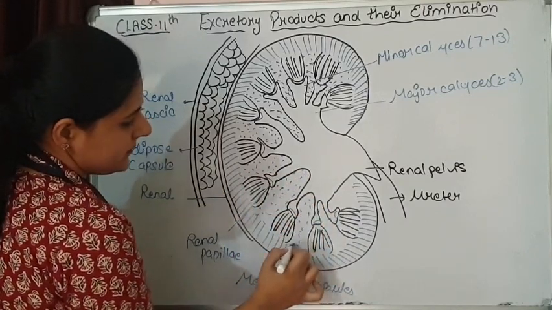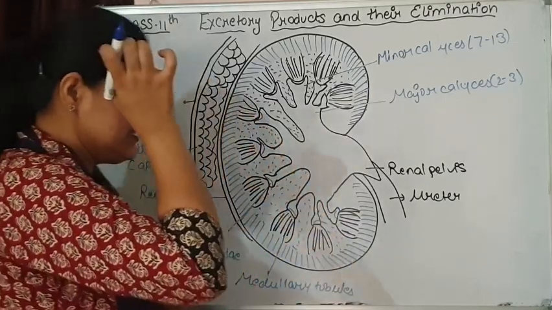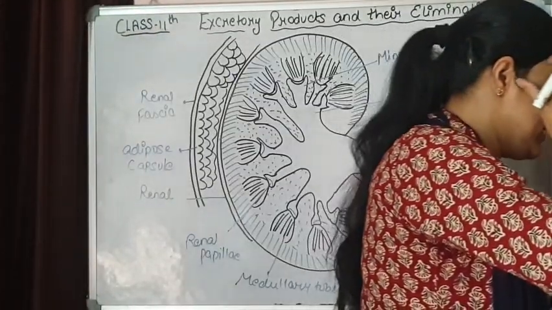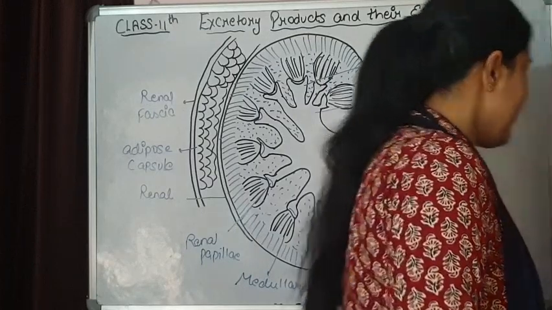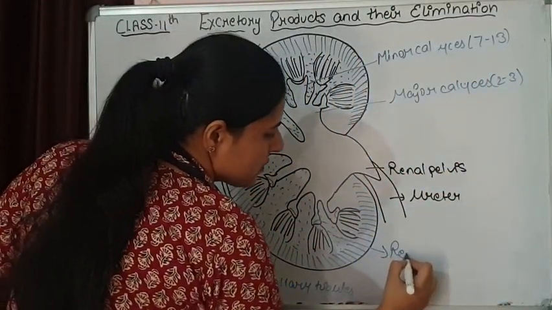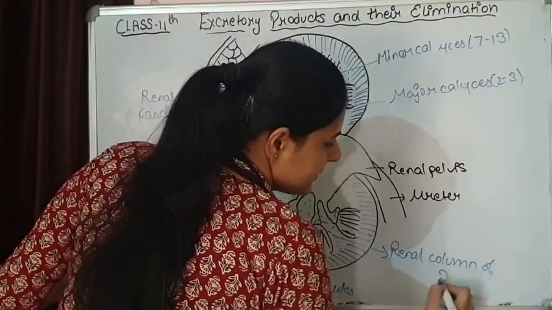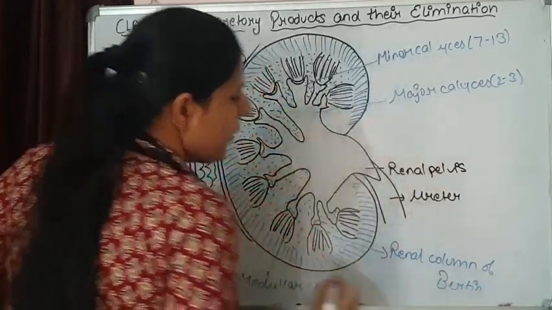All over. And here they are known as renal column of Bertin. The structure that is in continuity is known as renal column of Bertin.